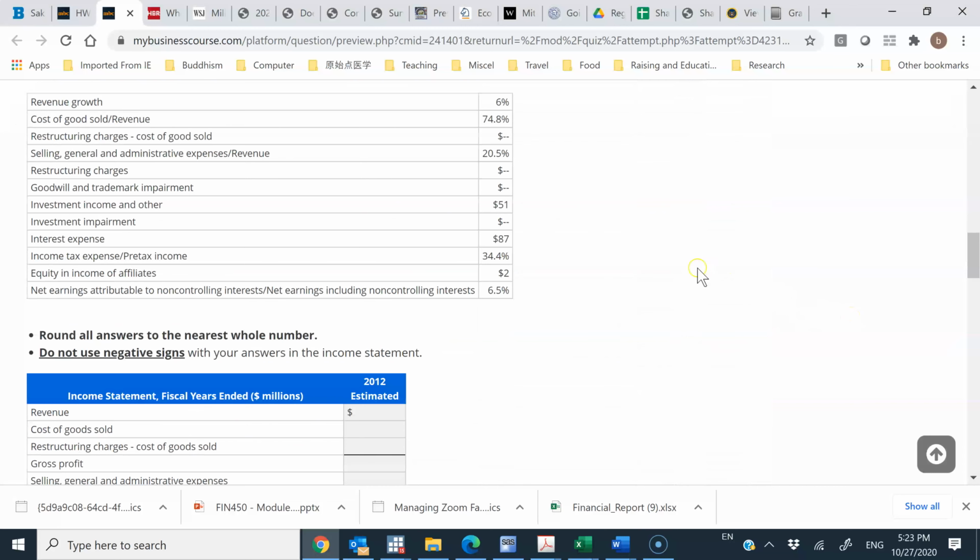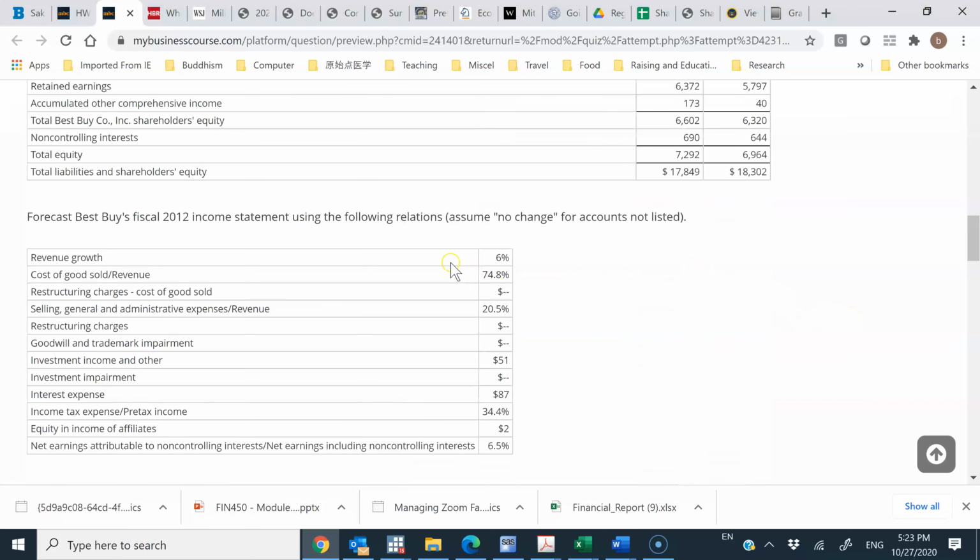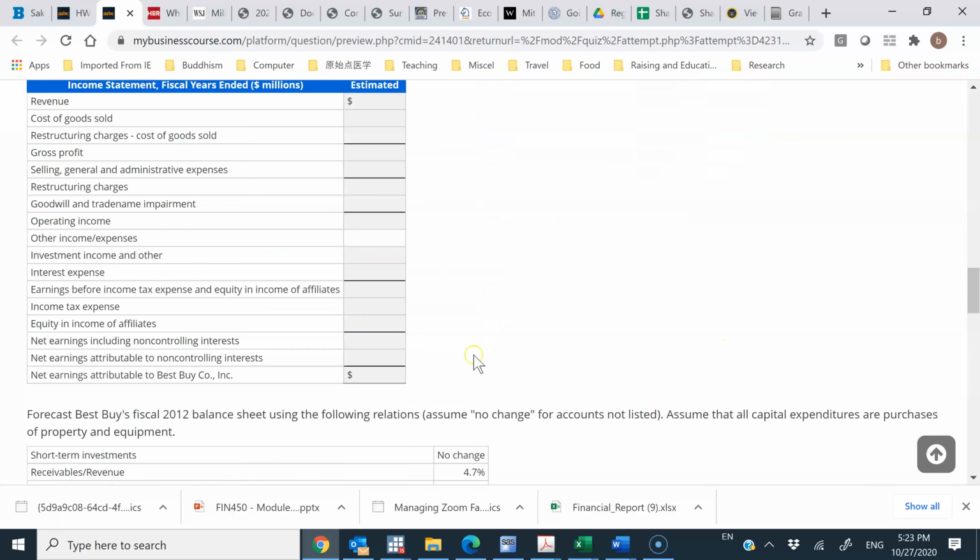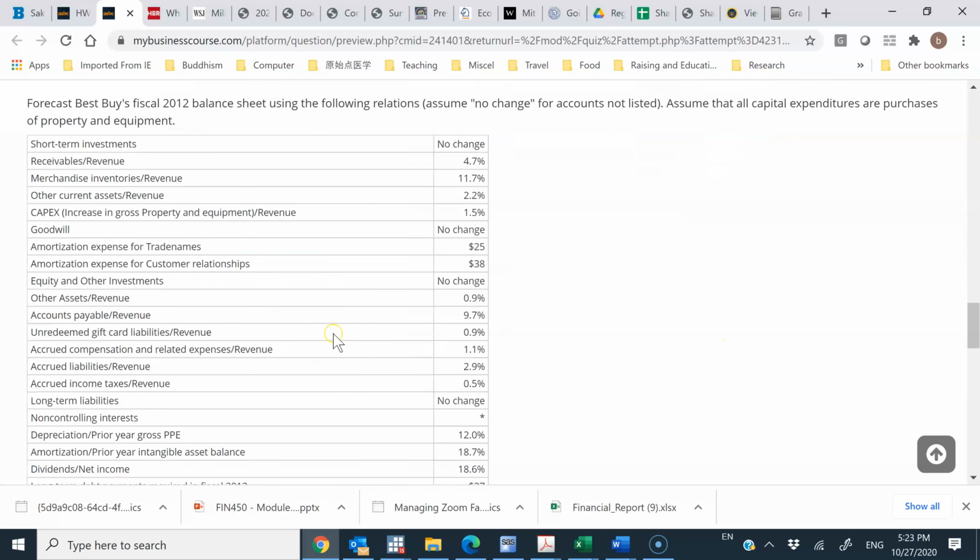We're also provided a bunch of assumptions which we can use when we forecast the next period income statement and balance sheet. So these are the assumptions which we can use for forecasting the income statement, and these are the assumptions which we can use to forecast the balance sheet.